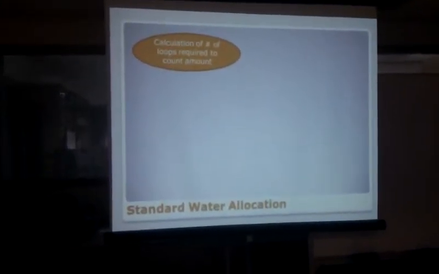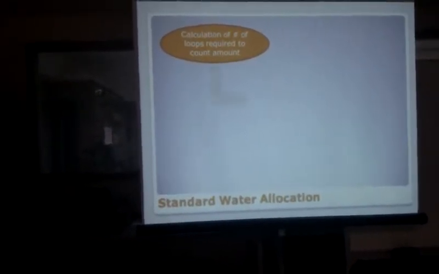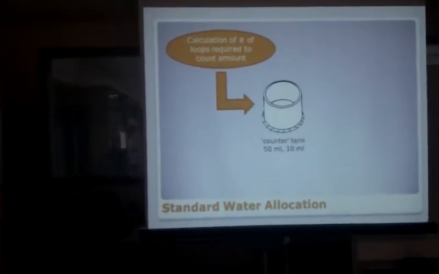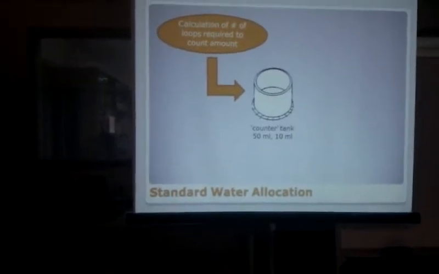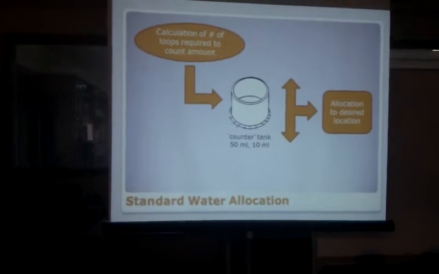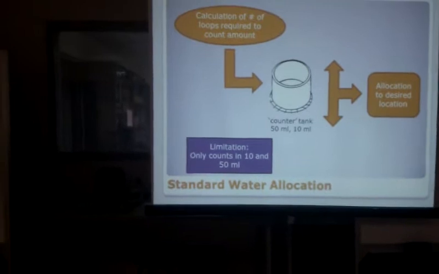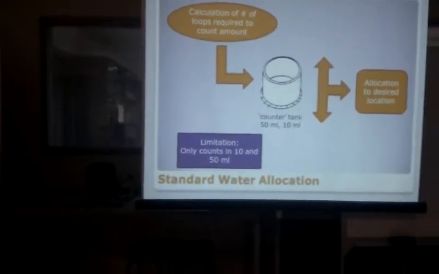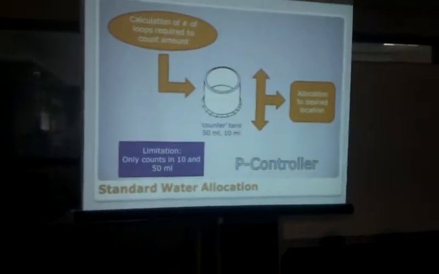Basically, how the volume is calculated is there's a counter tank here which has a 10 milliliter level and a 50 milliliter level. It will read the levels and the user input, calculate the number of loops this counter tank must run, and allocate the water according to that. The limitation is it only counts 50 milliliter and 10 milliliter because of the time constraint we have for the demo, so we didn't add any other levels. It's basically a proportional controller.